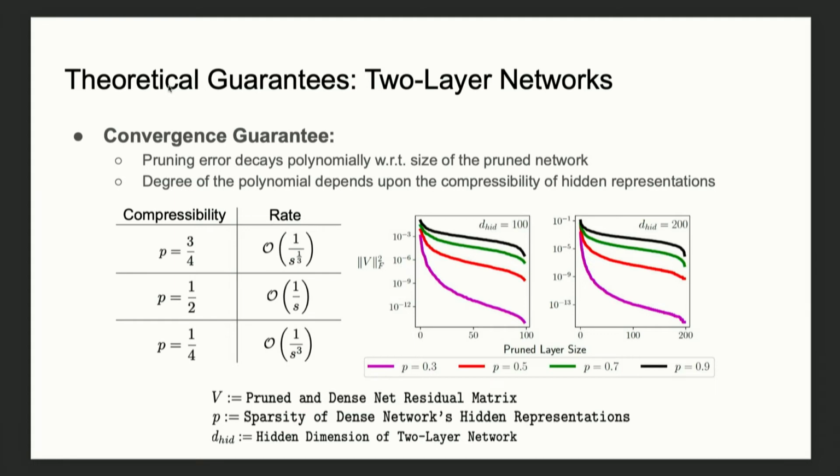So what this tells us is that if a neural network's hidden representations are sparse, the pruning works better, which seems like a pretty simple finding that would hold in practice, but this has never actually been shown by any previous paper. There's never been a paper that has shown that the actual quality of the pruned network depends on the sparsity of the dense network.